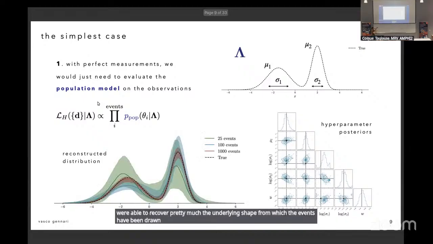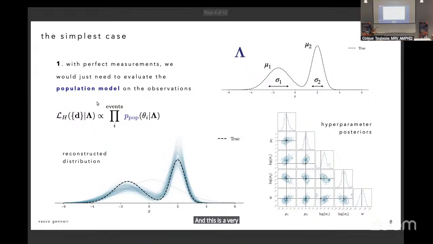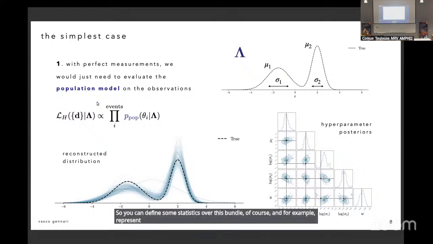And this is a very interesting tool because you can define some statistics over this bundle of curves and, for example, represent the median of your reconstruction and the 90% credible interval of your reconstruction, which gives you the uncertainty for which you're able to constrain the underlying population.